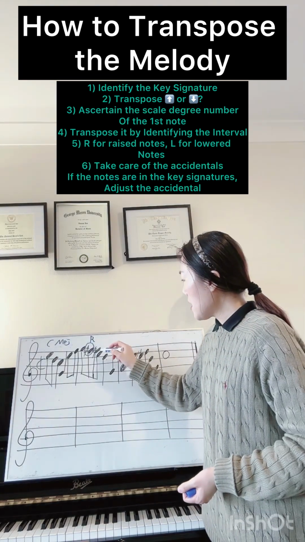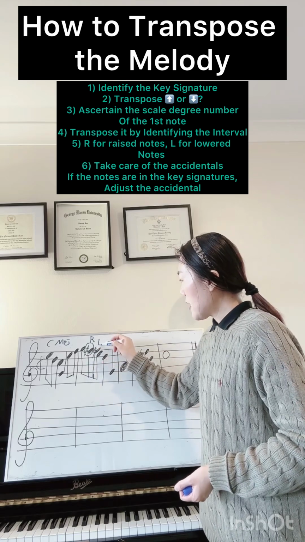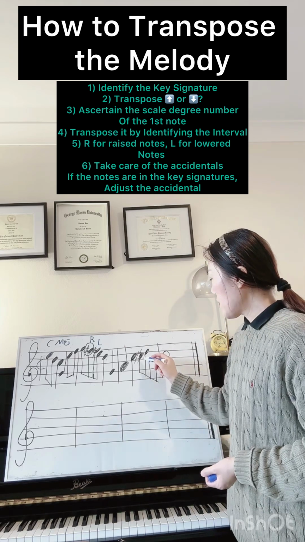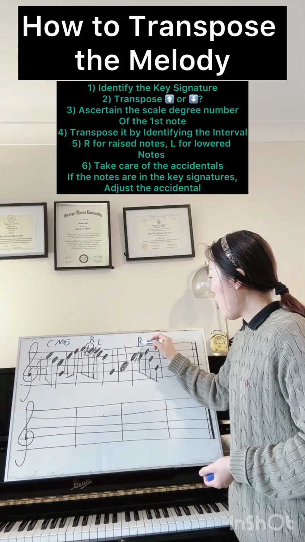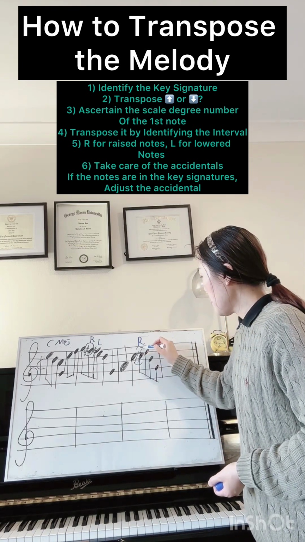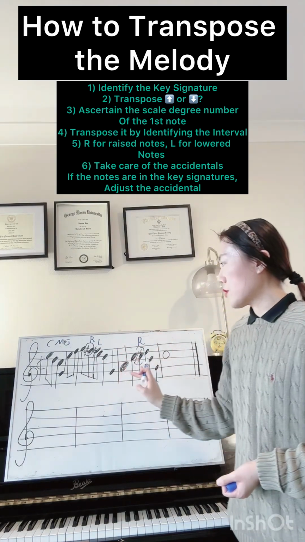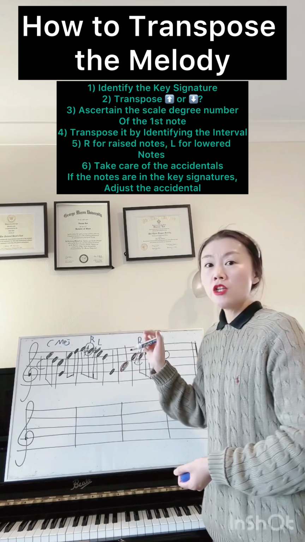Okay, so this one means lowered from the previous note. So you write L for lowered note. This one has been raised by a semitone, so I'm also writing R for raised note. And then if you can circle, yeah, that'll be better. All right, so these are the notes that have accidentals. All right, now we're trying to transpose up to D major.